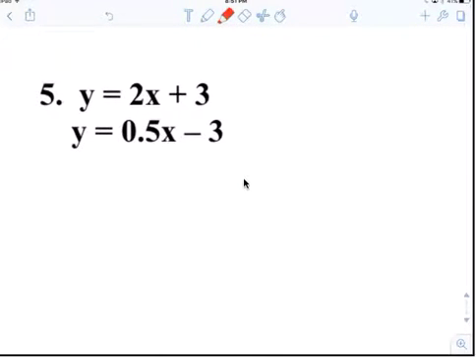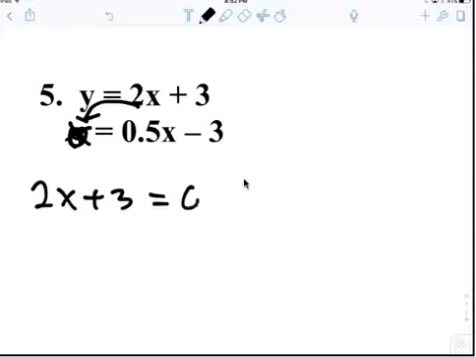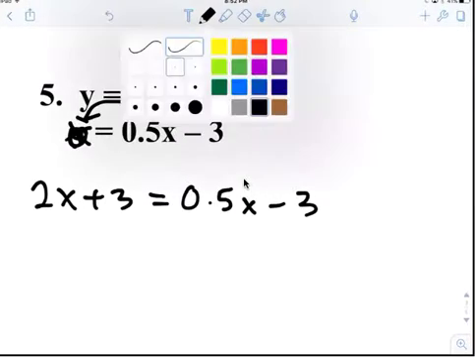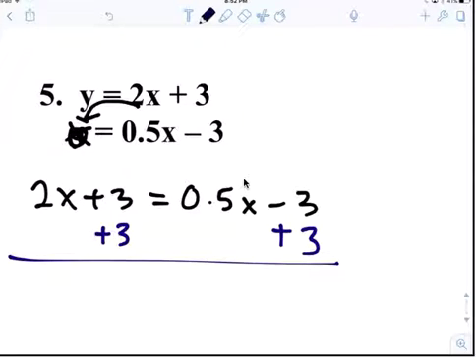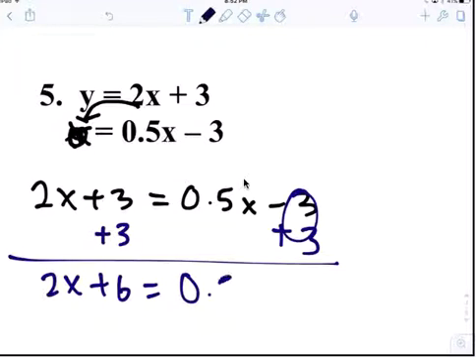Same thing here for number 5. You take this one and substitute in where this y is, so this y no longer exists. It's 2x plus 3 equals 0.5x minus 3. Well, okay, let's get rid of the decimals. We don't want to deal with decimals. Add 3, add 3. I get 0 here, and 2x plus 6 equals 0.5x plus 0.